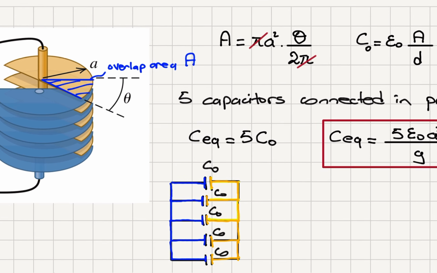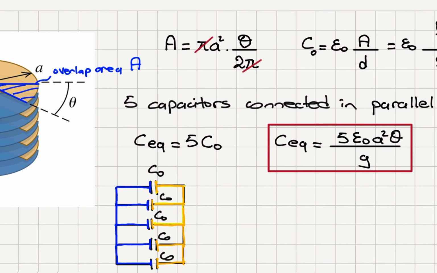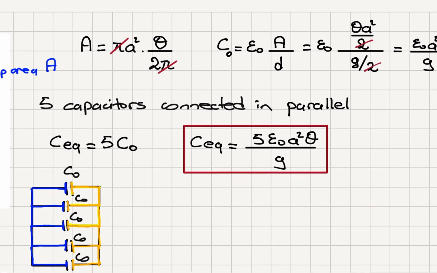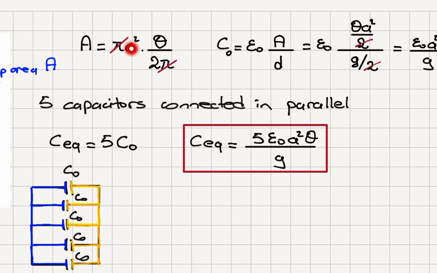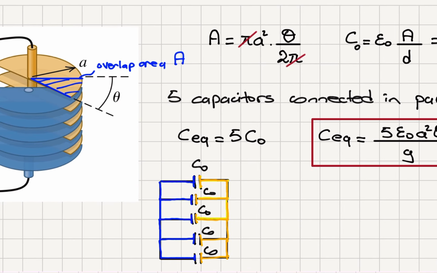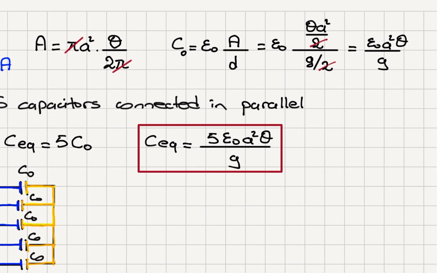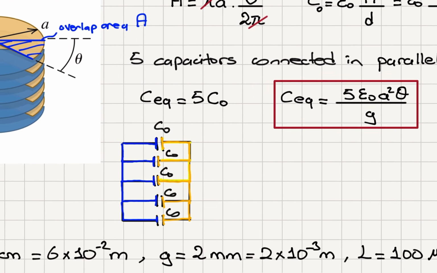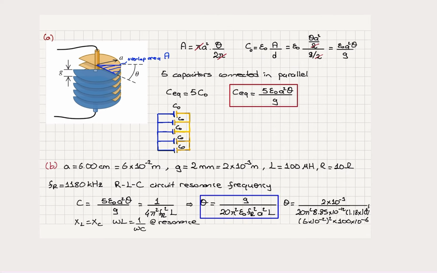The capacitance of an individual capacitor here is permittivity of free space times overlap area divided by the distance between the plates, which is epsilon 0 theta a squared over 2. The distance between 2 consecutive plates is G over 2. So I get epsilon 0 a squared theta over G. And these capacitors are connected in parallel because the bottom plates share the same voltage, the top plates share the same voltage. So 5 capacitors connected in parallel, 5 times C0 is the equivalent capacitance.